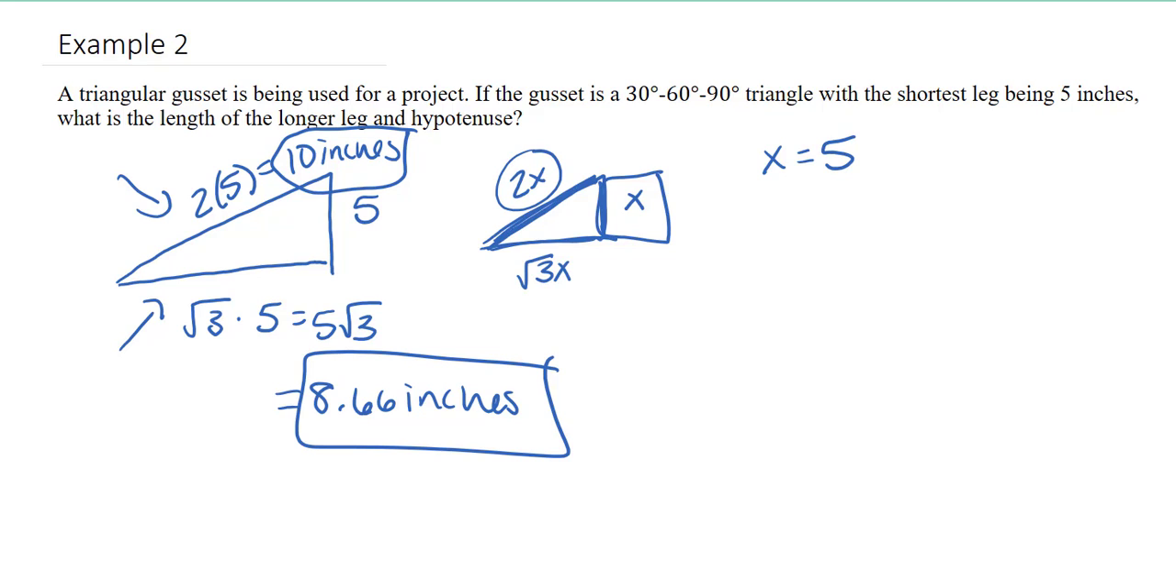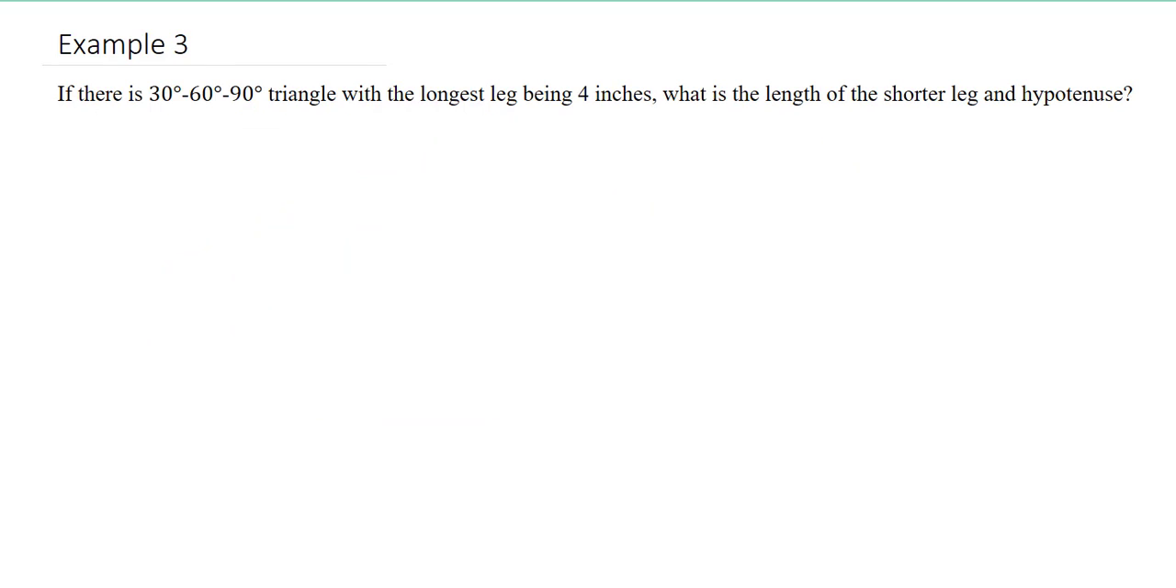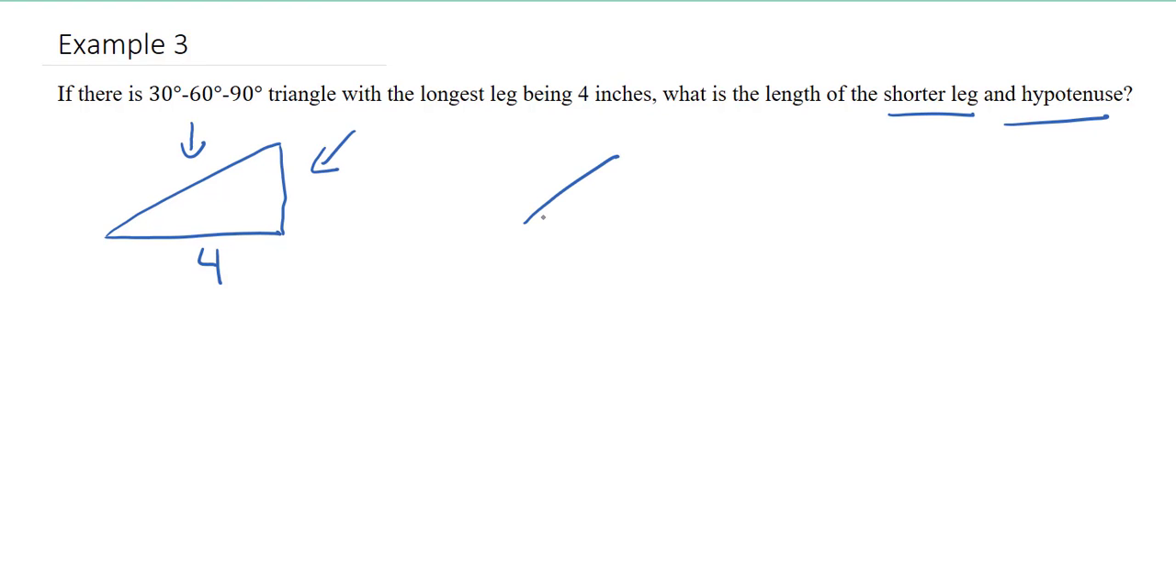So now let's go and look at another example. So example 3. If there's a 30, 60, 90 triangle with the longest leg being 4 inches, what's the length of the shorter leg and the hypotenuse? So this time we know the longest leg, which is 4 inches. And now we're solving for the shorter leg and the hypotenuse. So what do we know? Well, we know x, the square root of 3 times x, and then 2x.